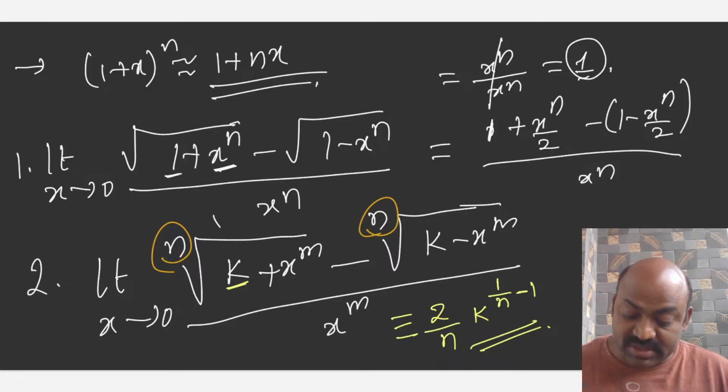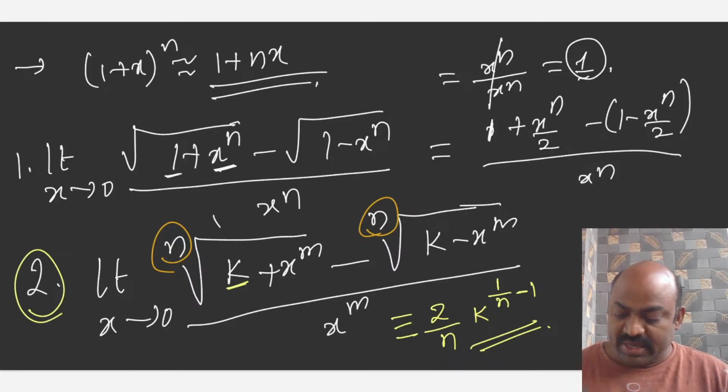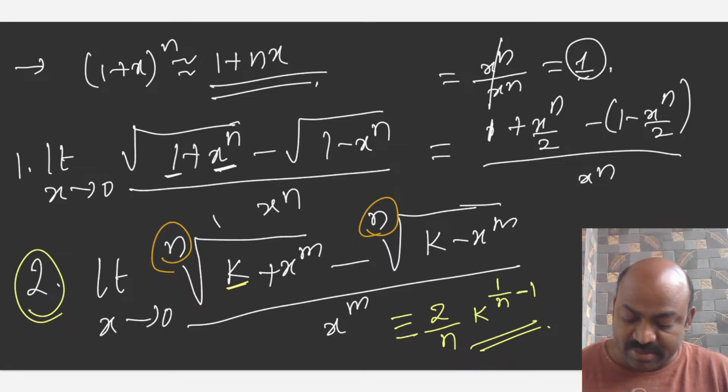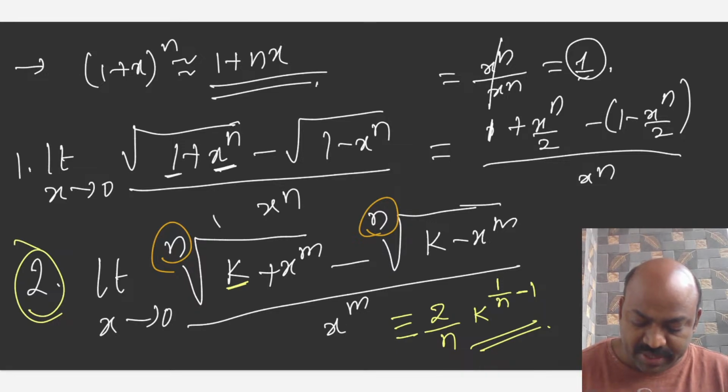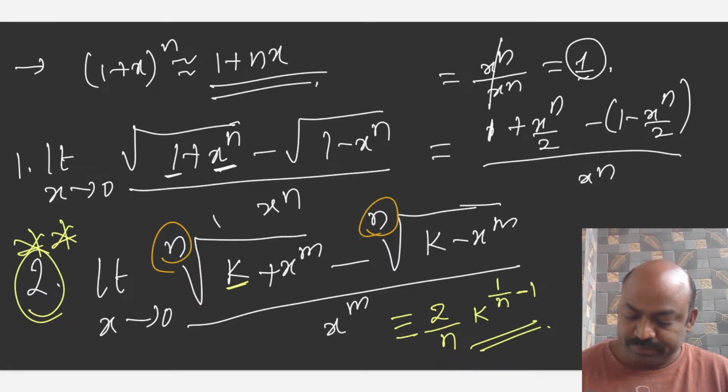Let me solve this. K out, then k power n. Let me solve this for you. Star mark. I will prove this for you. How to prove?